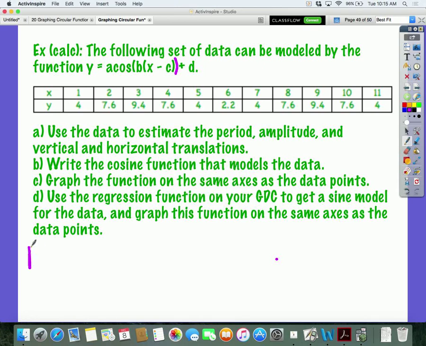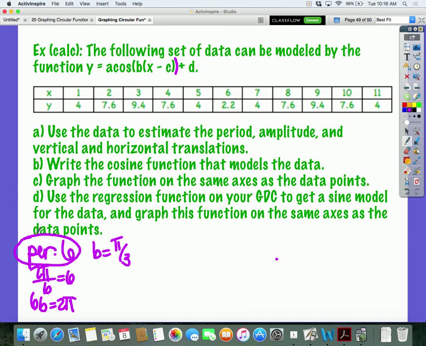Estimate. So the period. What was the period? 6. So that means we're going to set 2 pi over b equal to 6. 6b equals 2 pi. So b is pi over 3. Now, let me reread that again. That is not what the question asked for. However, we did need to know b for our equation. The period is 6.